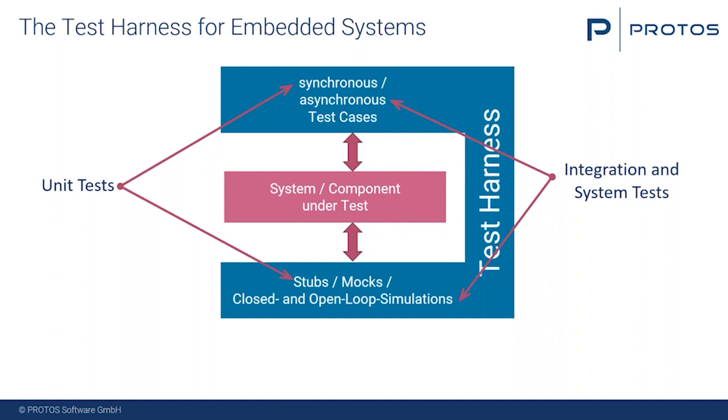And at the lower end, at the interface level, you also need to satisfy the interfaces, but that's not so easy because usually you need a closed or an open loop simulation. For example, to test the motor control system, usually you need a closed loop simulation of the motor, because if the motor is not attached to the system, your system fails. You don't even get to the state where you actually can test something. So that's very important. So that's one of the big differences here between unit and integration and system tests. So you need more than test cases.